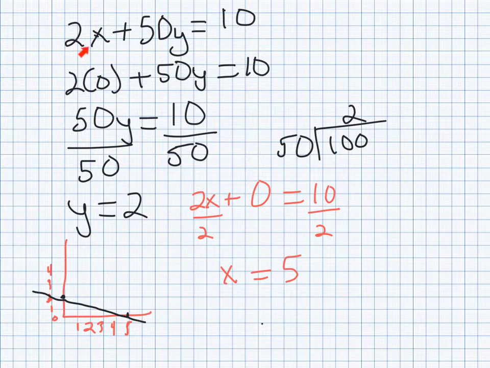We have another one here. It's 2x plus 50y equals 10. We put the x to 0. We're left with 50y equals 10. We divide both sides by 50. We're left with 10 over 50, and divide that out, and y equals 1/5. To get the next intercept, here we have 2x plus 0, when we changed the y to 0, equals 10. Divide both sides by 2, and you get 5.